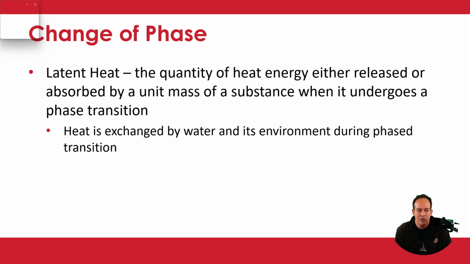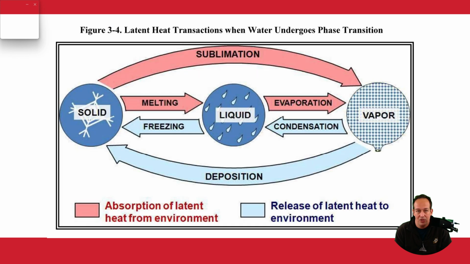One term you want to know is latent heat. Latent heat is the quantity of heat energy either released or absorbed by unit mass of a substance when it undergoes a phase transition. Whenever water melts, it's going to either absorb or expend heat, and we'll find that out in a second. Heat is exchanged by water and its environment during the phase transition.